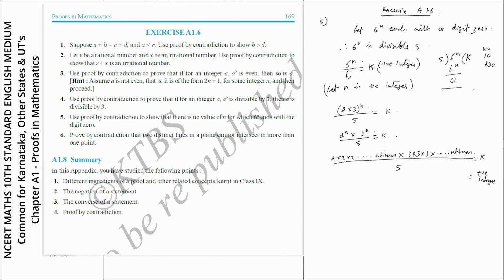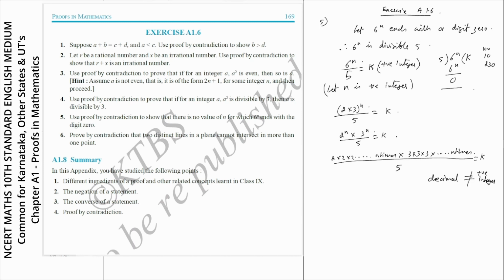So right hand side is a positive integer. What about the left hand side? Left hand side is a decimal. Why is it a decimal? Because in the numerator and the denominator there is no common factor at all. That's why the left hand side will be a decimal, and on the right hand side we are getting a positive integer.